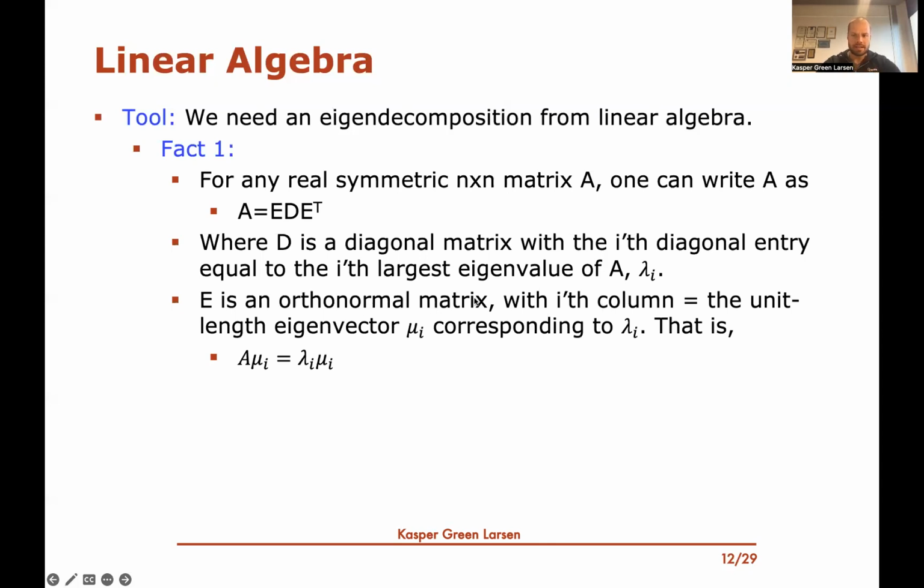And moreover, the special structure with E is that the ith column of E is actually the unit length eigenvector mu i corresponding to the ith largest eigenvalue lambda i. Which basically means that if I take A and multiply it onto one of these columns of E, I get the vector itself scaled by lambda i. So these are the eigenvectors placed as columns of a matrix E. And you can prove that you can write any such real symmetric matrix A as a product of E, D, and E transpose, with this special structure.